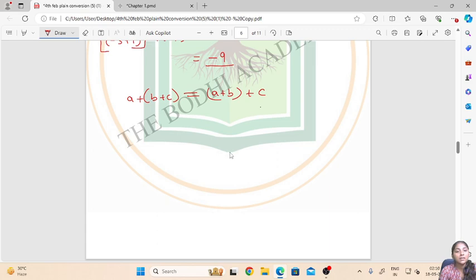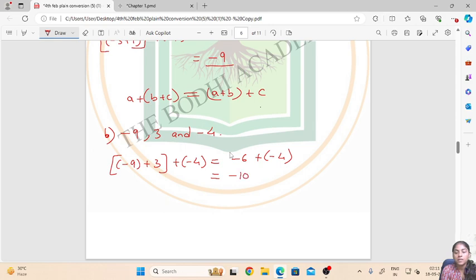Then let us take some more examples to see this. Another set of integers that we have is minus 9, 3 and minus 4. So we have minus 9 plus 3 plus minus 4. Now what will this be? Minus 9 plus 3 will be minus 6 plus minus 4. So the answer will be minus 10.